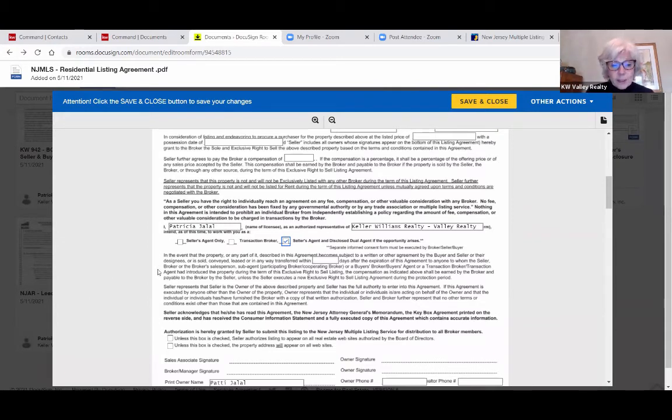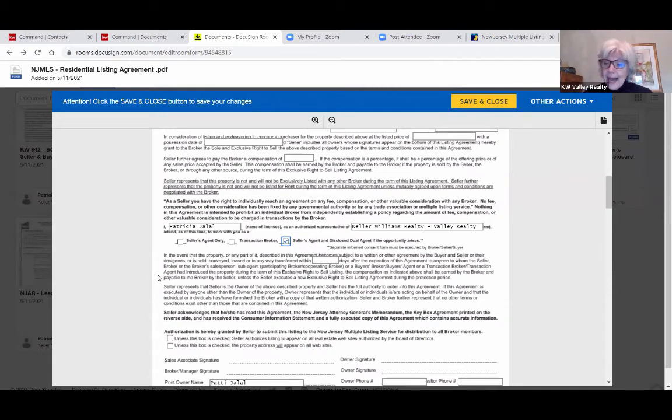Okay, and then this next paragraph is what we call the protection paragraph. And what it says, in the event that the property or any part of it described in this agreement becomes subject to a written or other agreement by the buyer and seller or their designees, or is sold, conveyed, or leased in any way, transferred within, frequently you'll put in 90 days, after the expiration of this agreement, to anyone to whom the seller, broker, or broker salesperson, cooperating broker, or buyer's broker, blah, blah, blah, had introduced the property during the term of the exclusive right to sell listing agreement.